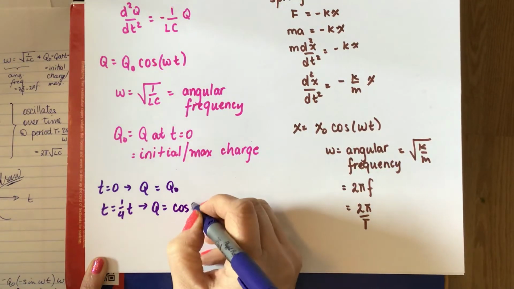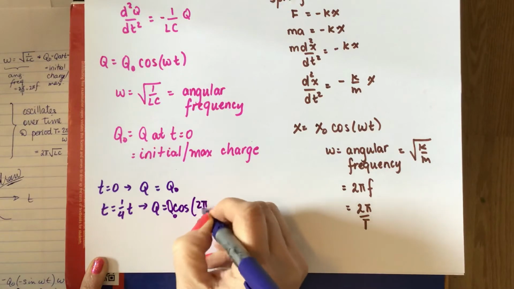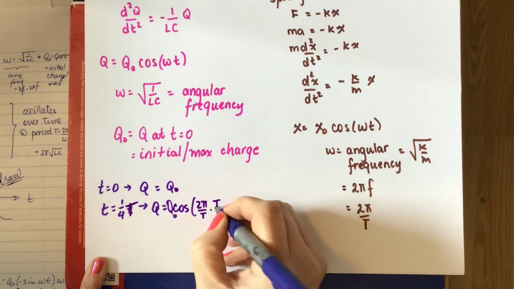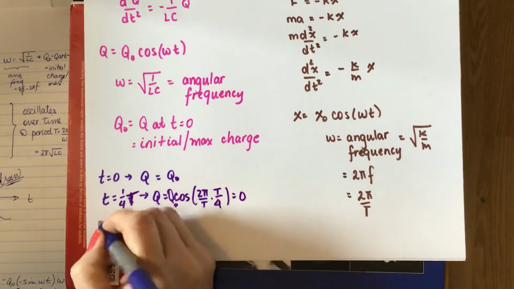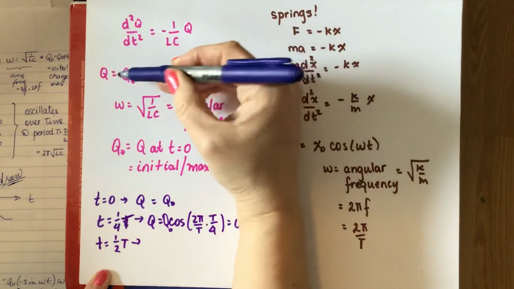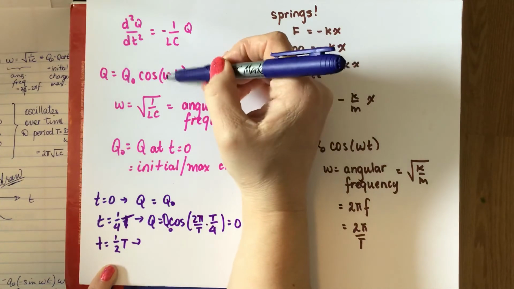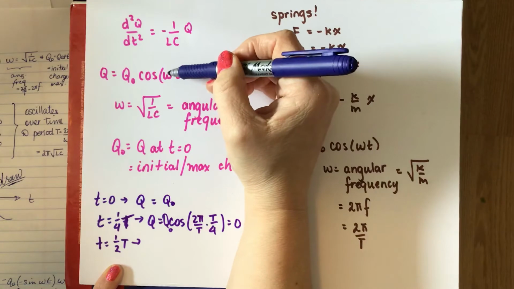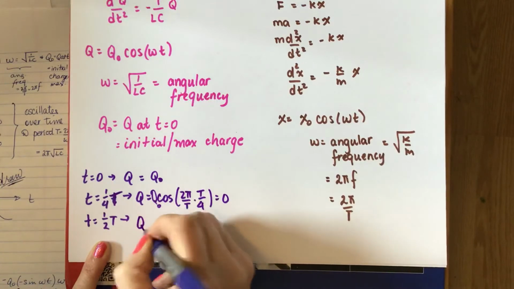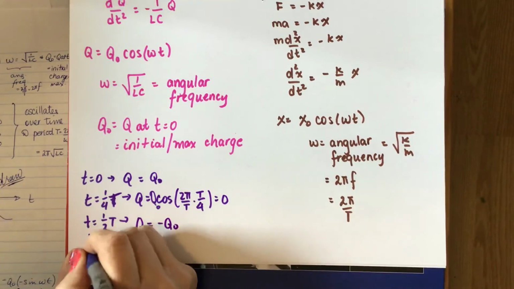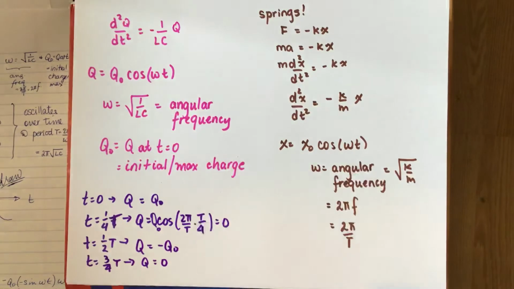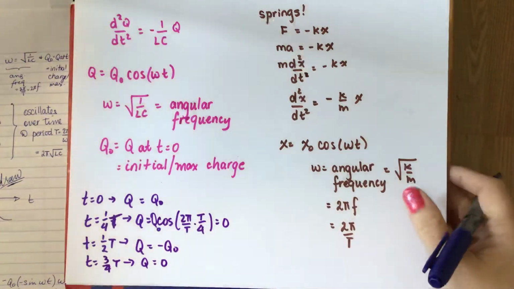Why don't we write that one down? So here omega is 2 pi over T, times period over 4, gives us cosine of pi over 2, which is 0. If t equals 1/2 of a period, then q is equal to q0 times cosine of 2 pi over T times T over 2, or cosine of pi, which is going to give us minus q0. If t is 3/4 of a period, then q is back to 0, and at a full period it's back to q0 again. So if we wish, we could draw this on a graph.